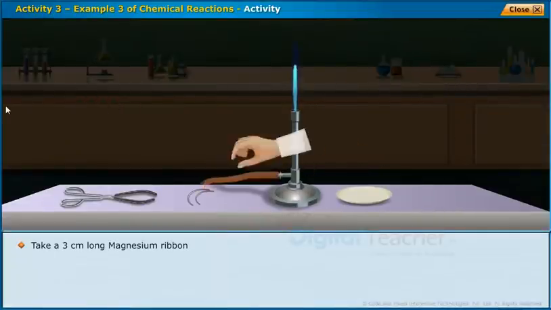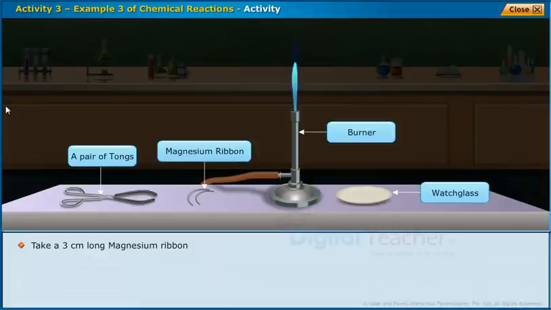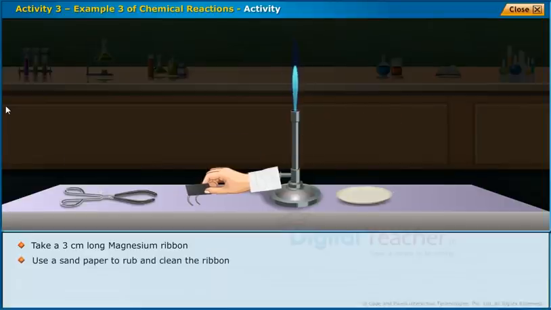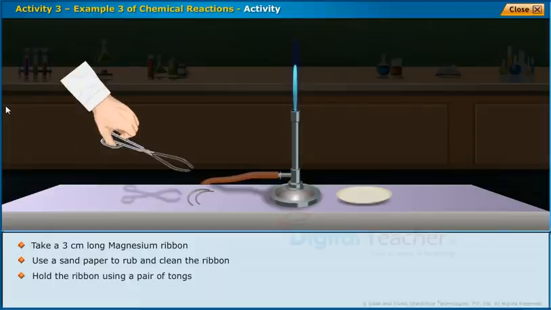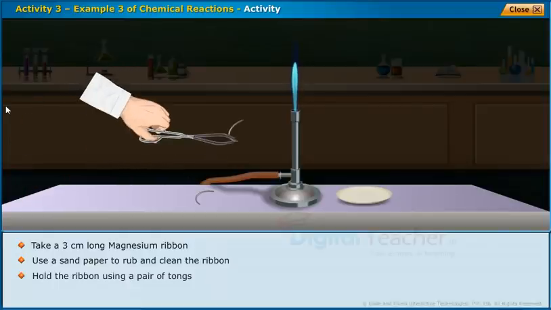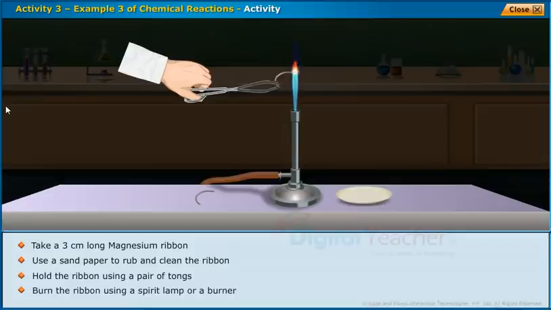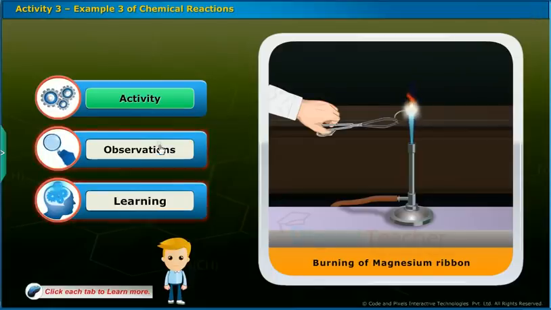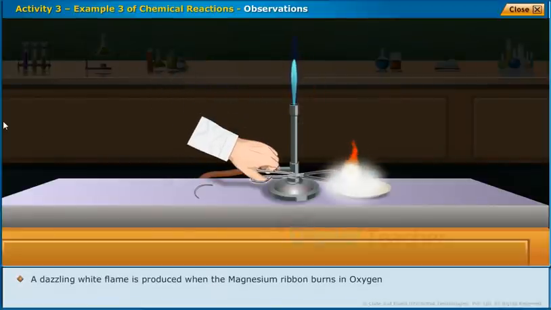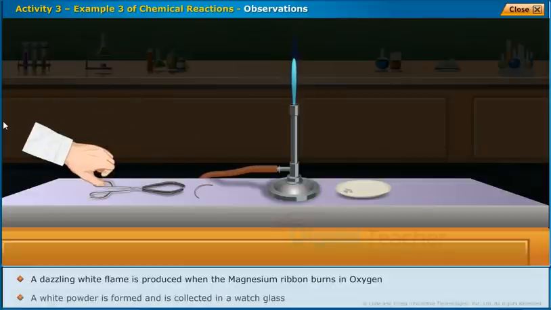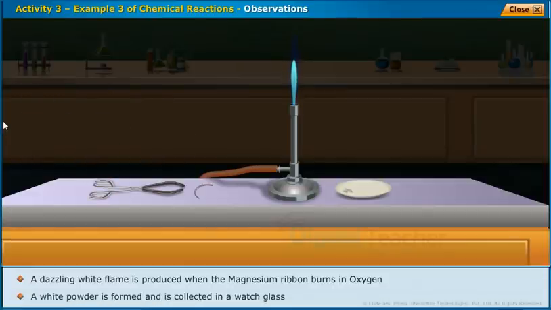Take a 3 cm long magnesium ribbon. Use a sandpaper to rub and clean the ribbon. Hold the ribbon using a pair of tongs. Burn the ribbon using a spirit lamp or a burner. A dazzling white flame is produced when the magnesium ribbon burns in oxygen. A white powder is formed and is collected in a watch glass.